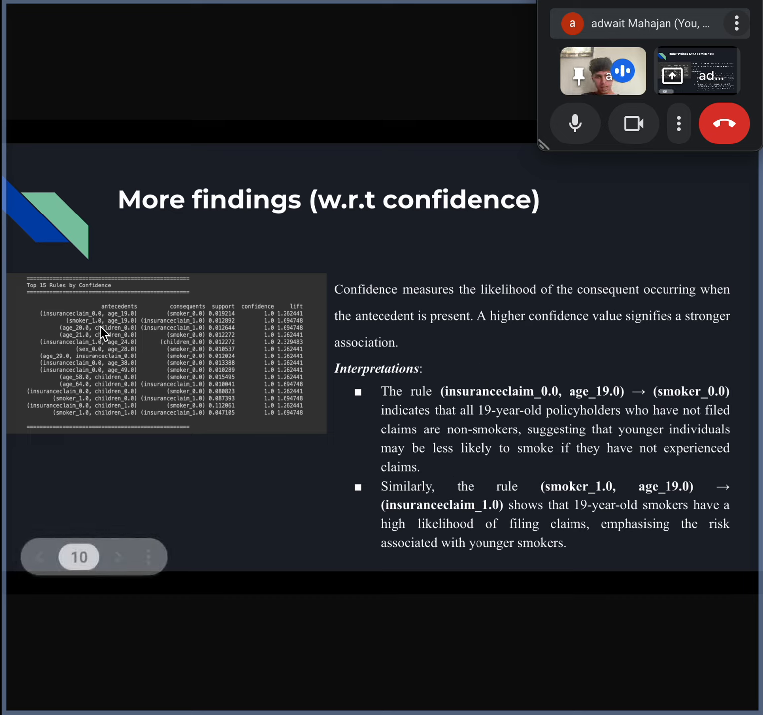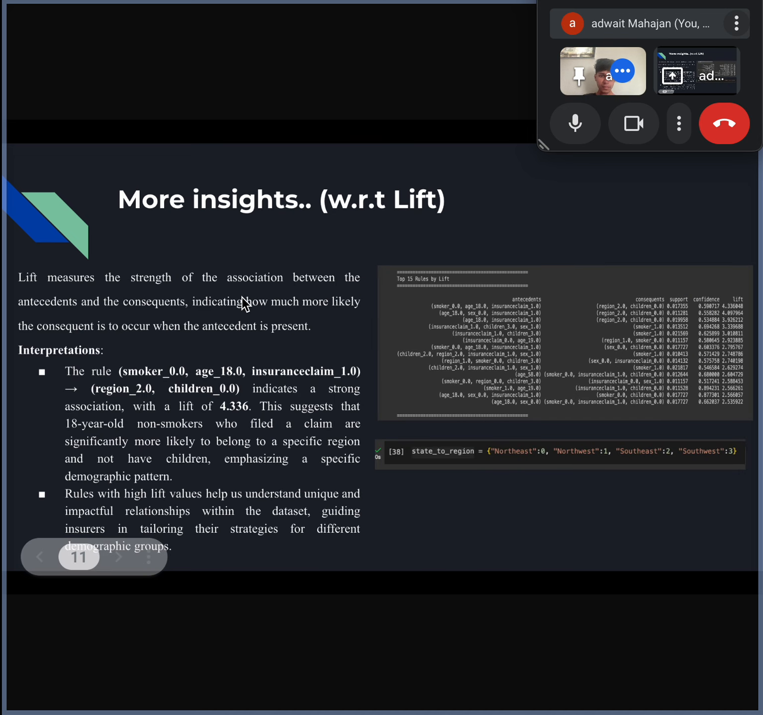And similarly, if you look at the second line here, you can see that if a person is a smoker and is aged 19, then they are more likely to file a claim. And this just gives the insurance company a bit of oversight about an individual before they give them insurance, because they can foresee if the person is more prone to filing a claim.